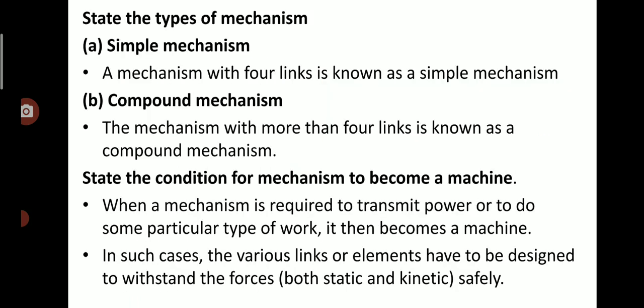There are two types of mechanism: simple mechanism and compound mechanism. A mechanism with 4 links is known as a simple mechanism, while a mechanism with more than 4 links is known as a compound mechanism. So what are the conditions for a mechanism to be a machine? When a mechanism is required to transmit power or to do some particular type of work, it becomes a machine. In such a case, the various links or elements have to be designed to withstand the forces safely.